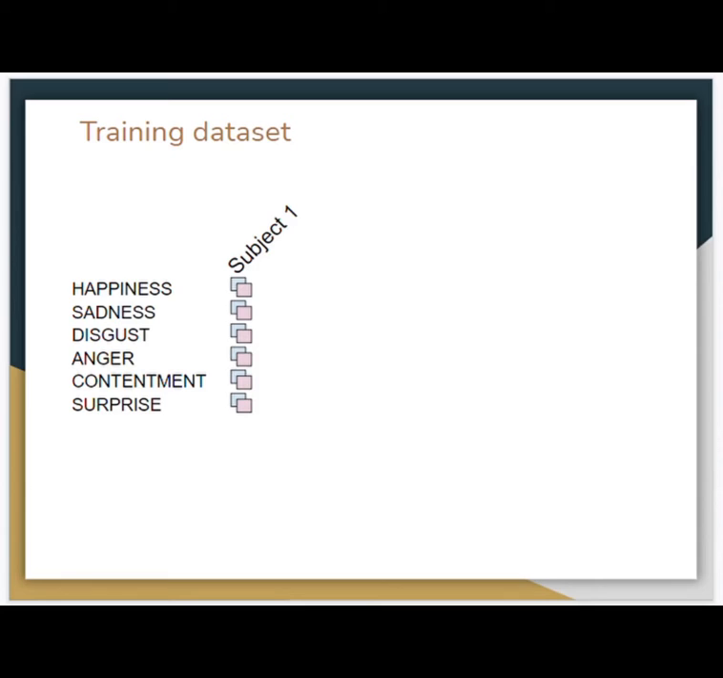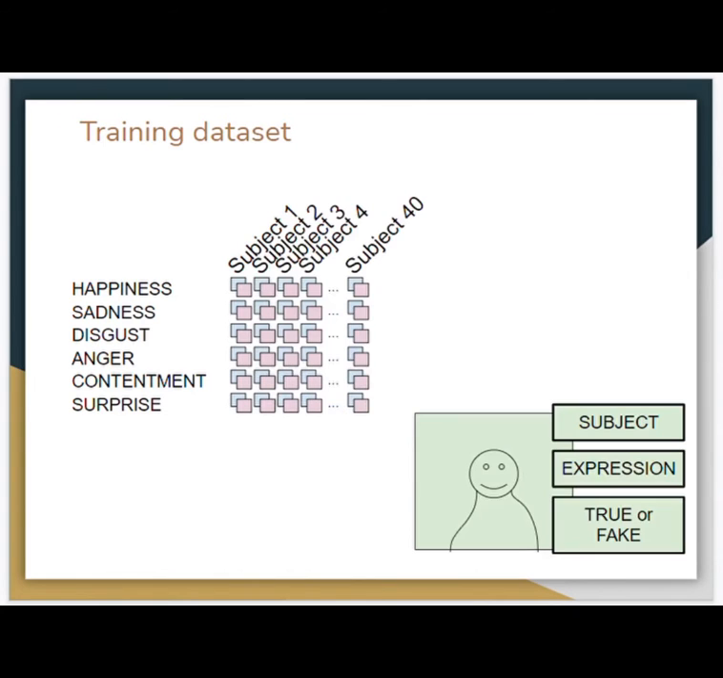So here is the dataset of the challenge. They considered these 6 emotions. They recorded 2 videos of each emotion, one real and one fake, and that was for each subject. The training dataset had 40 subjects for a total of 480 videos. Each video had a label for the subject ID, a label for the kind of expression, and a label for true or fake.